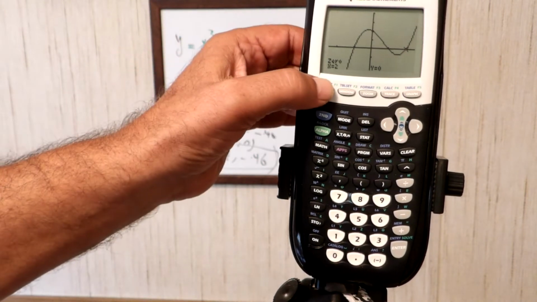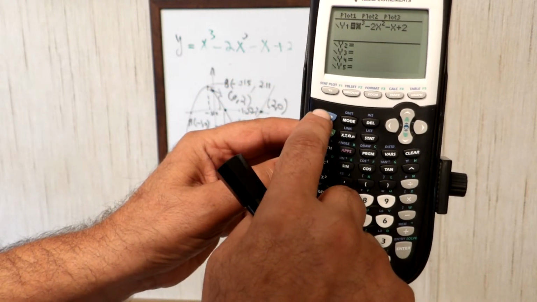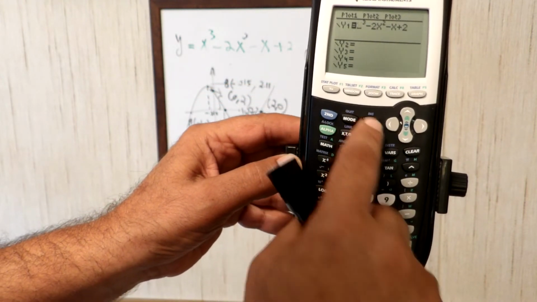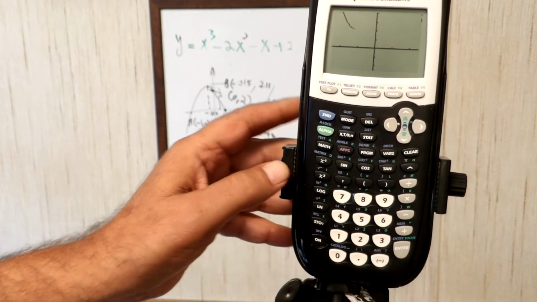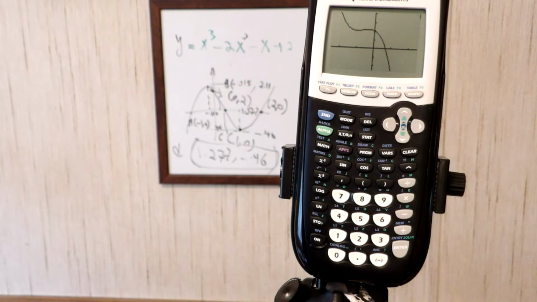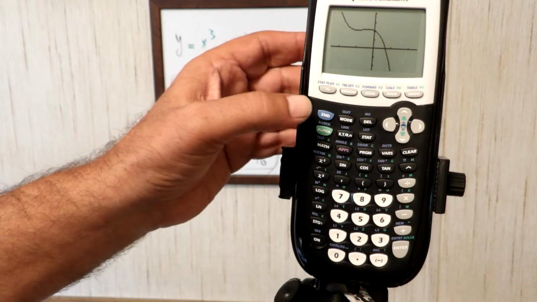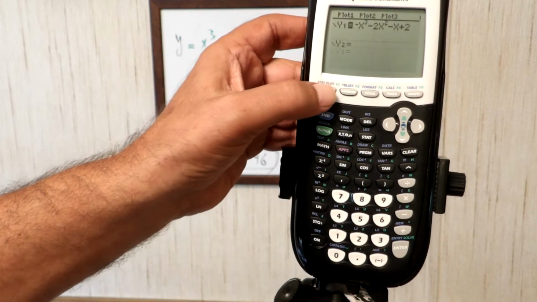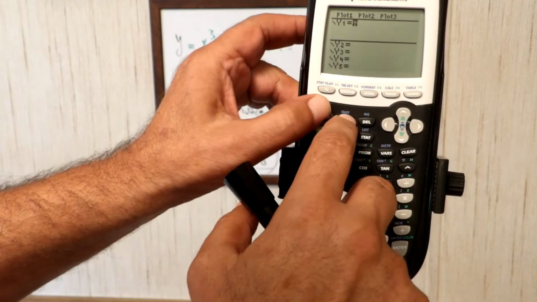If we put a minus sign here, making it negative, let's see what it looks like. If you put minus, it's totally different from the other one that has a positive x to the power of 3. Okay, let's clear this and get back to this.